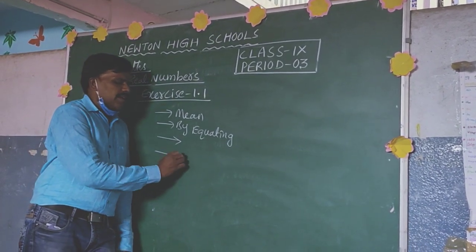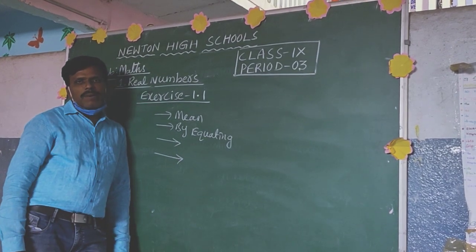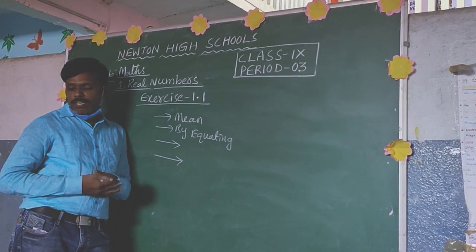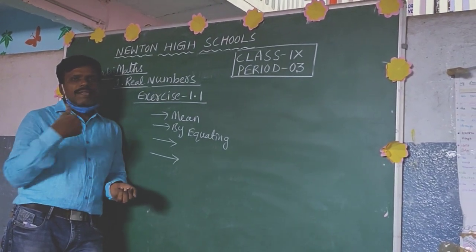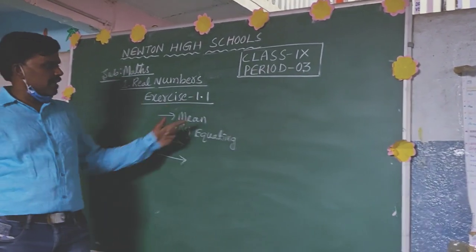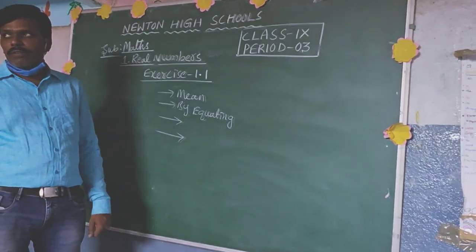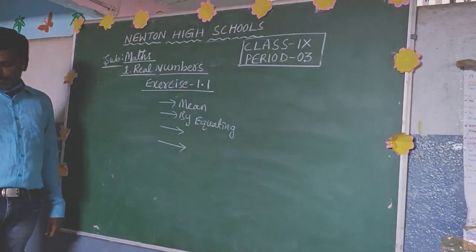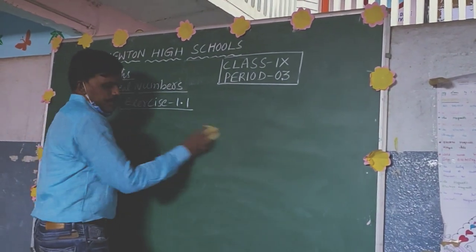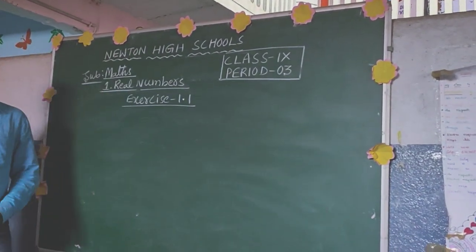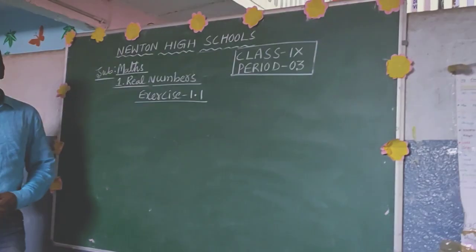And lastly, we discussed a few sums of exercise 1.1. The first bit and second bit we completed yesterday. So we will now complete the rest of exercise 1.1. Okay, so now we will start exercise 1.1 third bit. Okay children, are you ready? Yes.